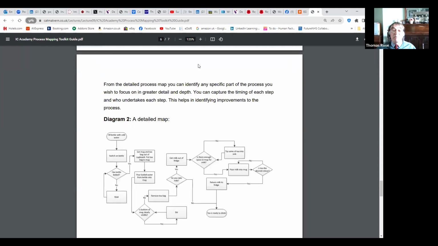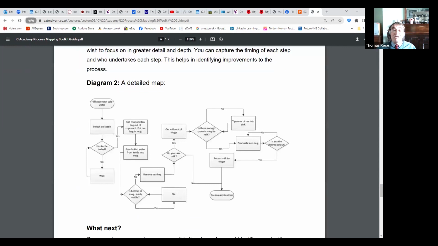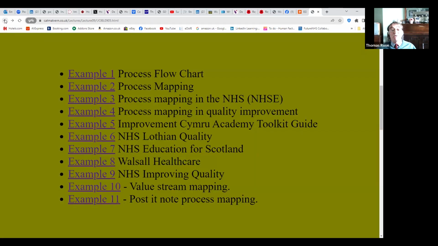And this is making a cup of tea. Now, I'm sure we all know how to make a cup of tea, and there are 17 different tasks in this detailed map for making a cup of tea. And does that look like a sequential series of tasks? It doesn't really look like that to me. So there's lots of confusion as to what a process map should look like.